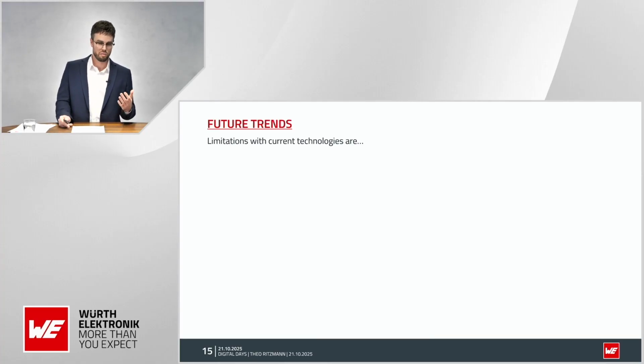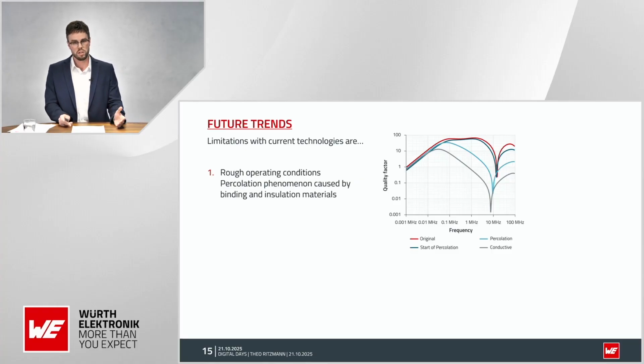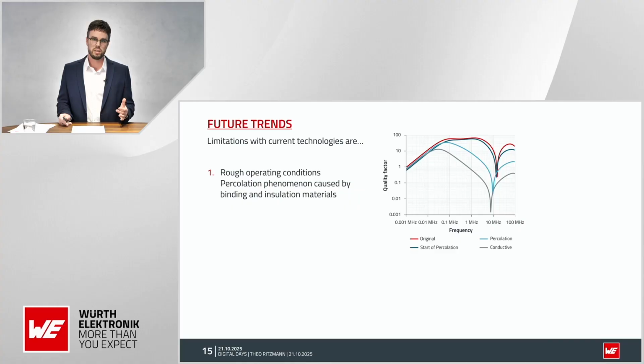But when we come now to the future trends, for sure there are some limitations with the current technologies. One thing is rough operating conditions. So we're talking here about high temperature or high voltage. What can happen at these conditions is the so-called percolation phenomenon. This was presented already yesterday by my colleague Efrain Bernal. And to say it in short words, it's the degradation of the material over time under high stress.